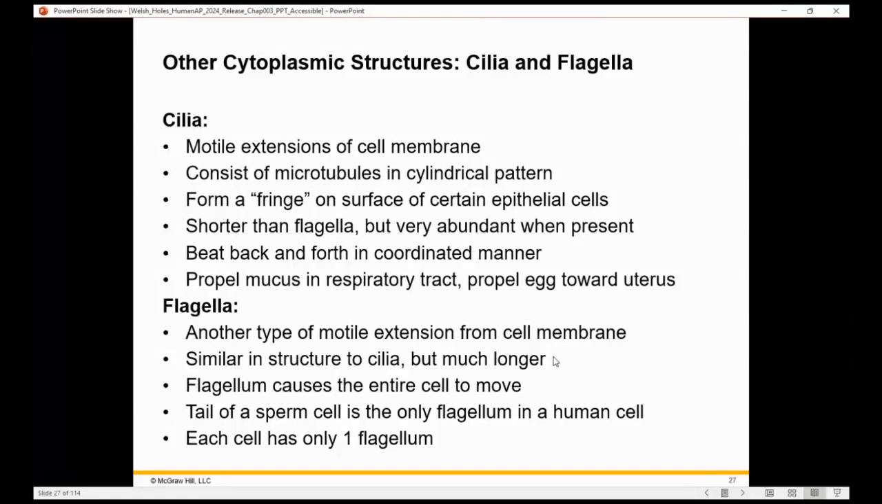They're similar in structure to cilia, but much longer. A flagellum causes the entire cell to move. We'll find this as the tail of a sperm cell. It's the only flagellum we actually see in a human cell. And each cell has only one flagellum.